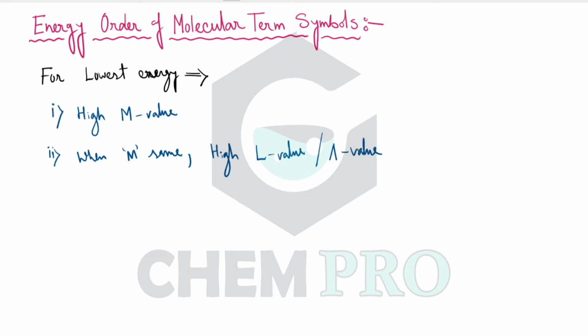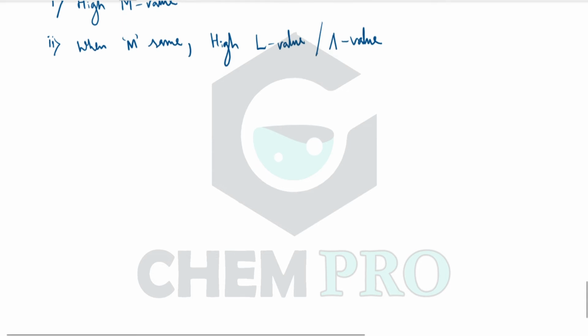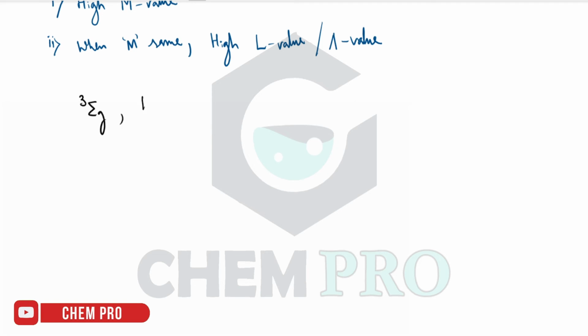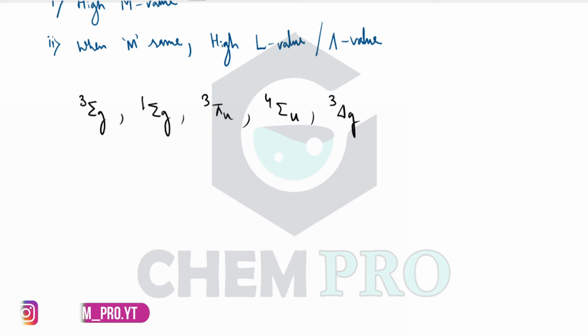So if some molecular term symbols are given, that is 3 sigma g, 1 sigma g, 3 pi u, 4 sigma u and 3 delta g, what will be the energy sequence or order? We first have to look at the highest M value. Here the highest M value is 4. So we can easily say that the 4 sigma u will be the lowest in energy in the sequence.